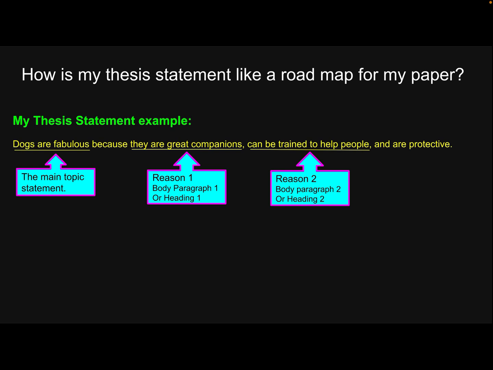Okay, so next you're going to be talking about the reasons, body paragraph 2, or heading number 2, how they can be trained to help people. And you can talk about service dogs, police dogs, anti-anxiety dogs, and the dogs that help people read. These are all the things that you can talk about, and that could be like 3 more paragraphs that you put underneath that heading.